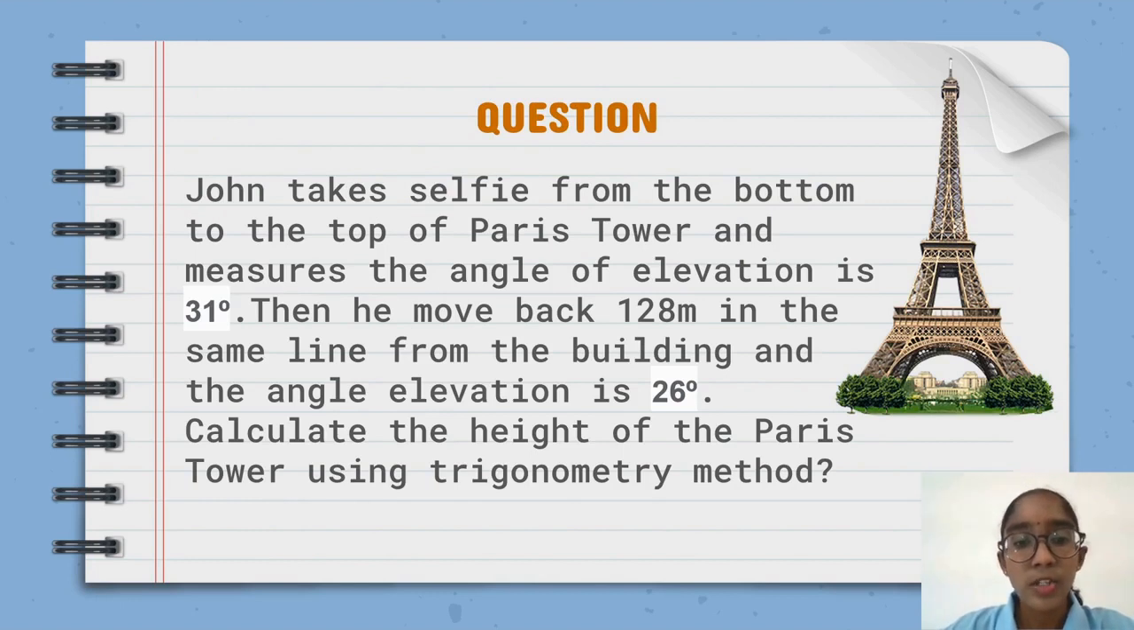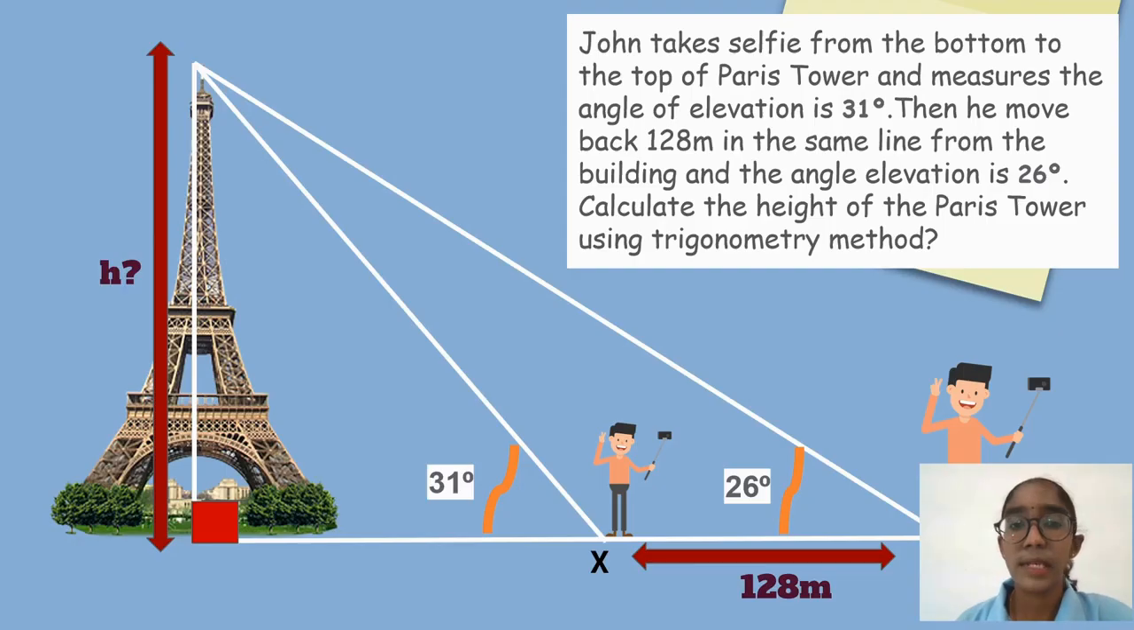So the question is, John takes a selfie from the bottom to the top of the Paris Tower and measures the angle of elevation as 31 degrees. Then he moves back 128 meters in the same line from the building and the angle of elevation is 26 degrees. So calculate the height of the Paris Tower using the trigonometry method. Before we start to calculate, we have to structure a diagram which includes our angles and some references. So here it is.